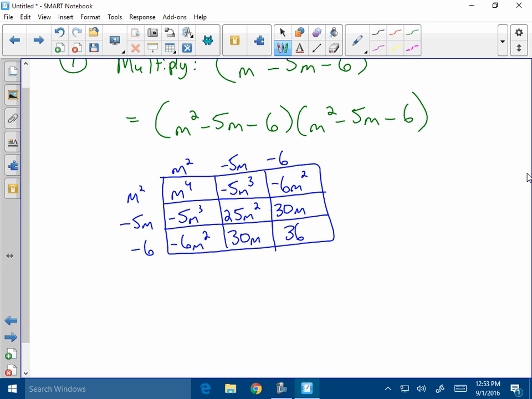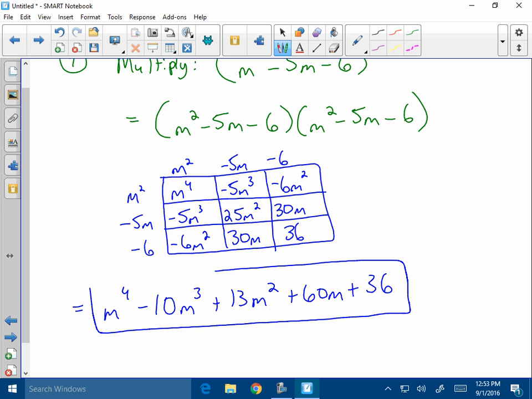The nice thing about the box is I can find my like terms real easy. They're kitty corner to each other. So m to the fourth doesn't go with anything. Negative 5m to the third and another negative 5m to the third make negative 10m to the third. Negative 6m squared plus 25m squared plus negative 6m squared leaves me with positive 13m squared. 30m plus 30m is 60m. And then finally, I've got my positive 36 at the end. So, a trinomial times a trinomial.